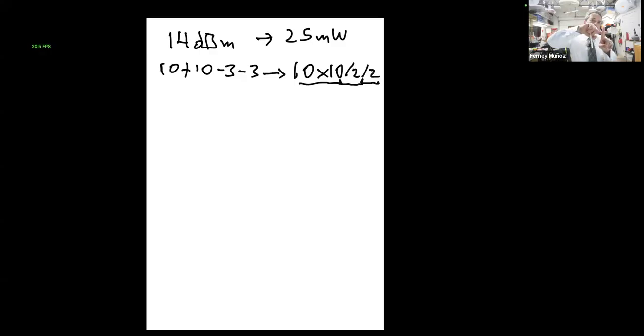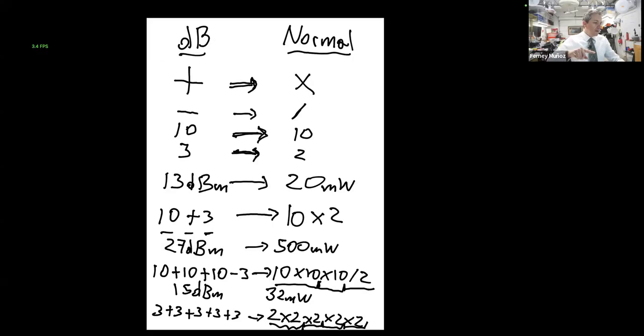The plus on the dB side becomes a times on the other side. The minus becomes division. 10 is 10, 3 becomes 2.